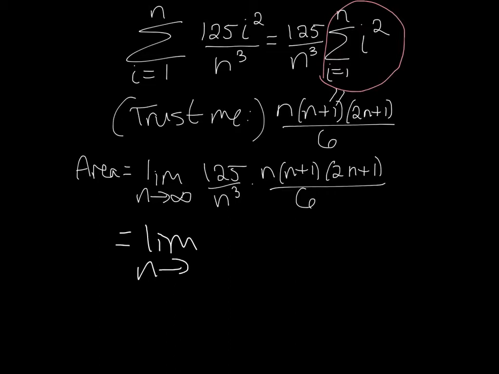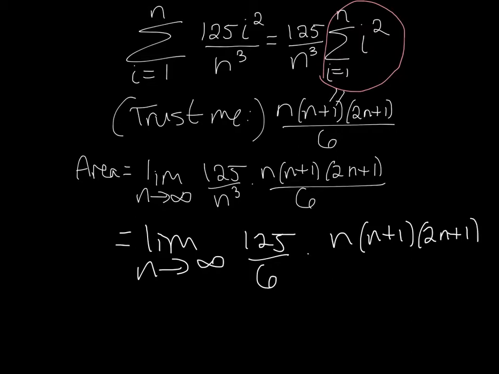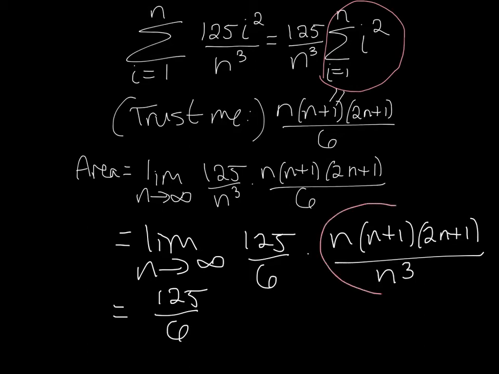the limit as n goes to infinity. Let's pull out the 125 over 6, separate that from the n times n plus 1 times 2n plus 1 over n cubed. So I want the limit as n goes to infinity of the 125 over 6, which can be pulled out, and this part is a rational function. I have a cubic on the top and a cubic on the bottom, and the limit as n goes to infinity.